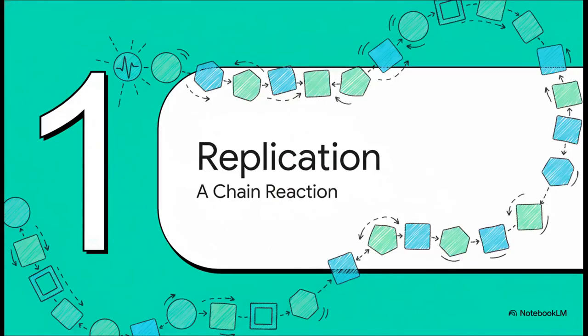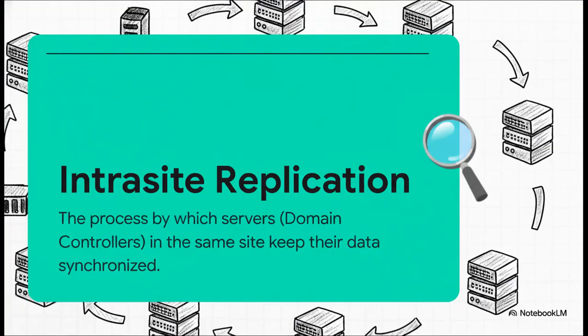Okay, to get why that delay happens, you gotta understand the process working in the background. It's called replication. And really the best way to think about it is like a digital chain reaction. One tiny change kicks off this whole sequence of events. Now, the technical term for this, and stick with me here, is intrasite replication. Sounds kind of complicated, right? But it's not. All it really means is making sure all the main servers, we call them domain controllers, that are in the same building or campus, are all singing from the same song sheet. They all need to have the exact same up-to-the-minute data.